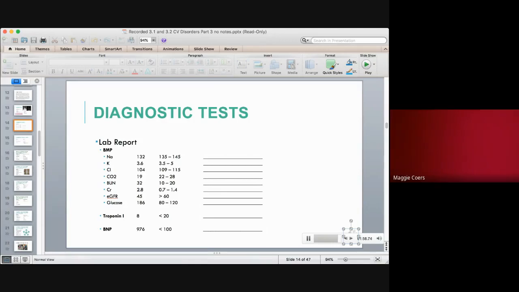And then her B-type natriuretic peptide is also very, very high. This is a test that we do to confirm heart failure. So in this case, her BNP is very elevated.